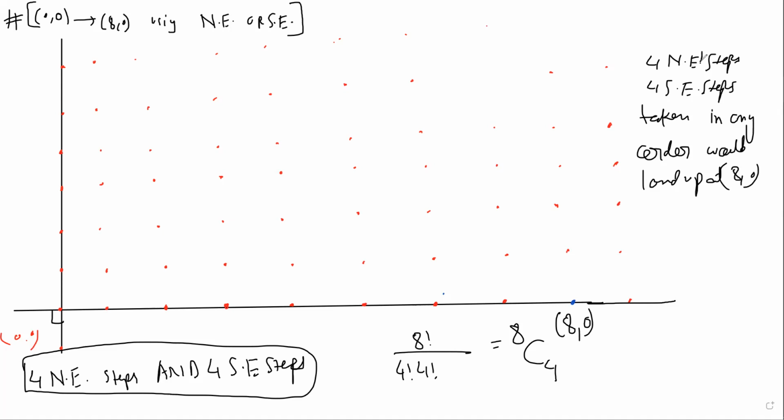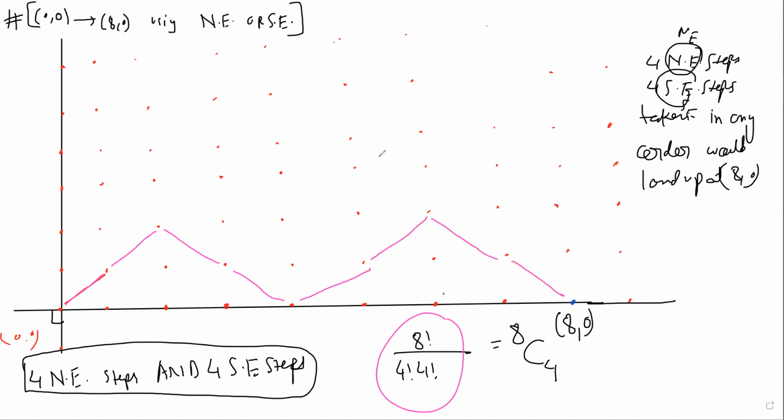So northeast, let's call this NE, and let's call this SE, right? Every path will give a unique sequence of 4 N's and 4 S's, and we already know what the answer to that is. If you are not confident about why that is 8 choose 4, then please do ask me. We have seen that, so I'm assuming. Like for example, what sequence will this correspond to? Like from here, what sequence will we get for this particular path?